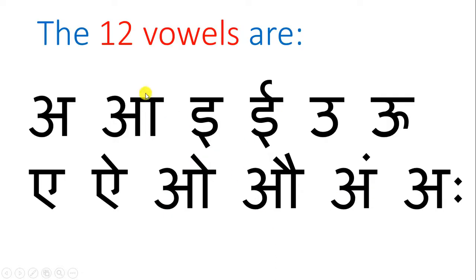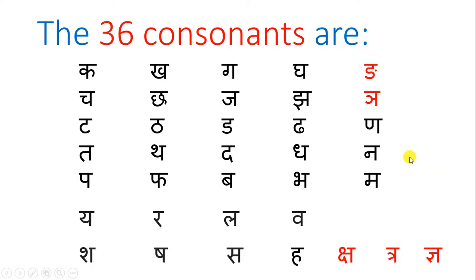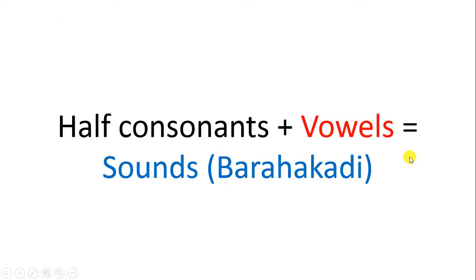Alright? So, we know about the 12 vowels of Hindi: A, I, U, E, I, O, Au, and Aha. And we know about the consonants too, right? We know that when the half consonant joins with a vowel, we get a sound, and that is called Barahakadi in Hindi.